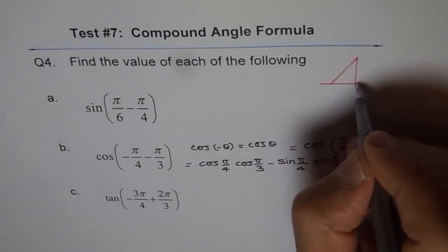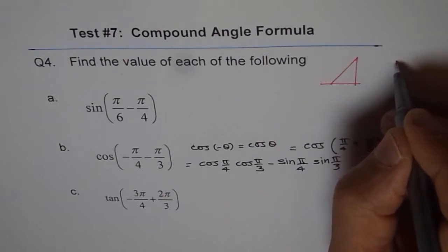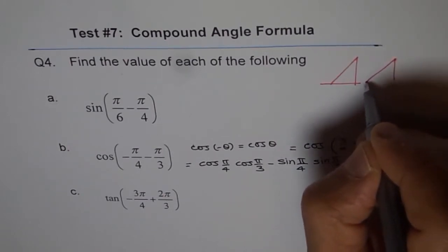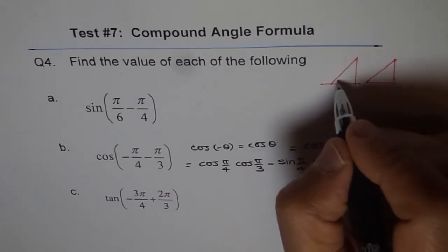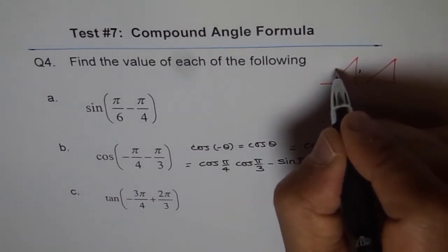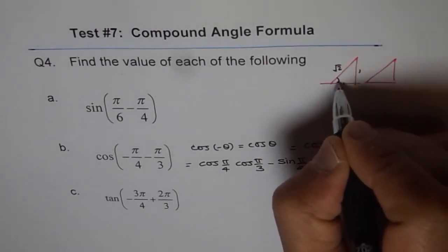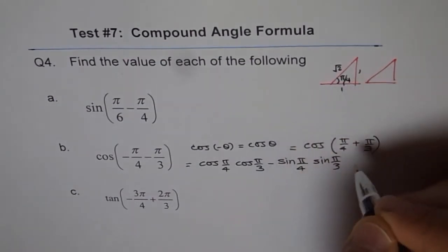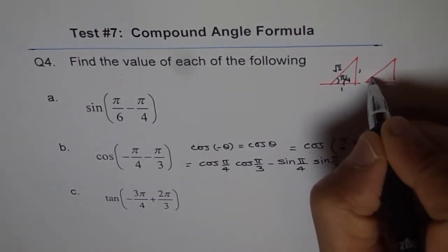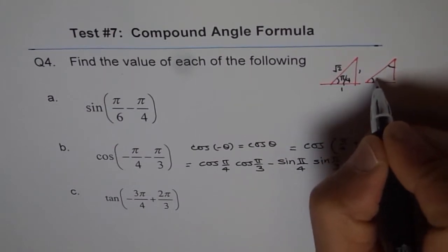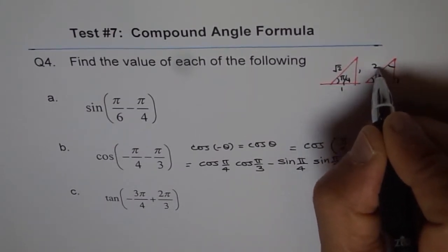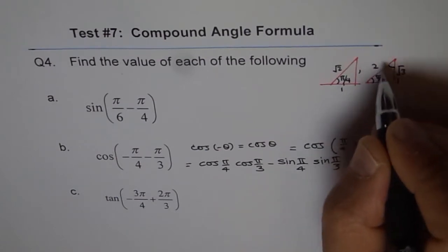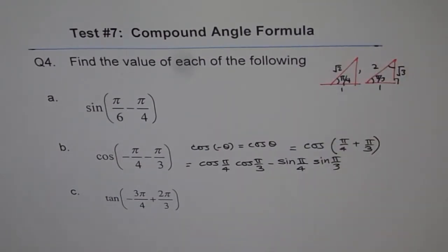So that is your special triangles, correct? Let me draw both of them here for you. If this is pi by 4, the sides are 1, 1 and square root 2. And for pi by 3 and pi by 6, we get this triangle: pi by 3, this is 90 degrees, 1, 2 and square root 3. So plug in the values, get your answer, correct?